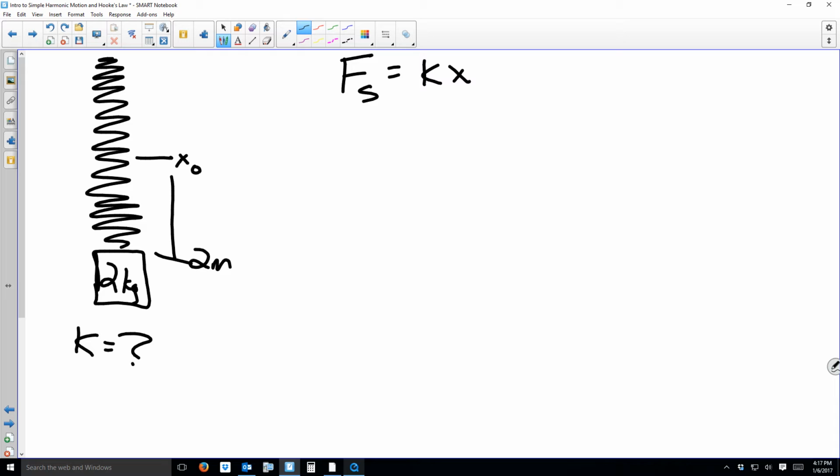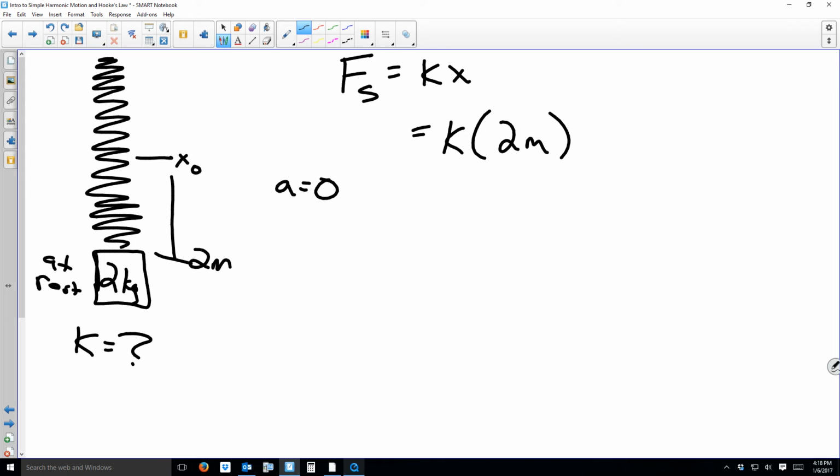But finding the actual spring force is a little tougher. I've got this mass, but that's not necessarily how much force my spring is applying. But what I do know is that this object is at rest. This 2 kilogram mass is not bouncing up and down. It is just at rest, hanging there. If we have an object at rest, that means its acceleration has to be 0. And if its acceleration is 0, that means that the net force is also 0.